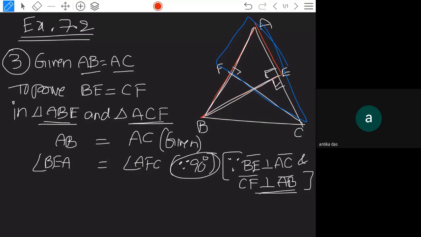And see here, this angle is common in both. What is that angle? Angle BAE. Here the angle is common, angle BAE, in the red color triangle BAE and the blue color triangle CAF.